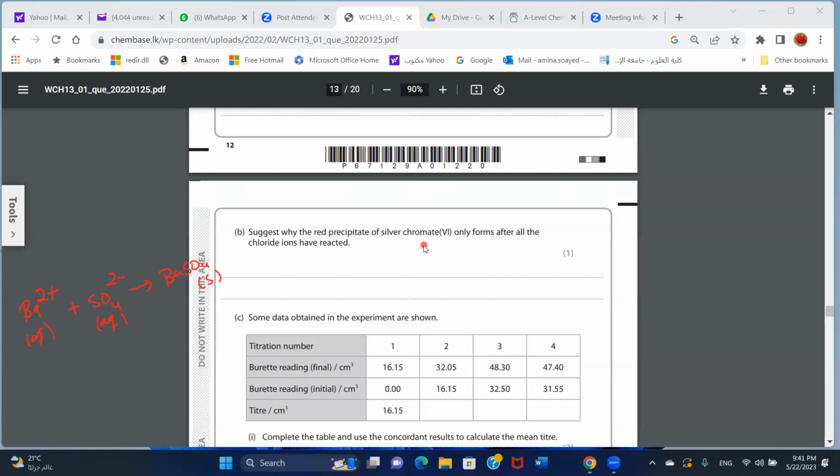Or we can say the opposite. We can say that the silver chloride is less soluble than the silver chromate. That's why it precipitated first, because it is less soluble. We just say that the silver chloride is less soluble than the silver chromate. Or we say that the silver chromate is more soluble than the silver chloride, either this or that. That's why the silver chloride precipitated first.